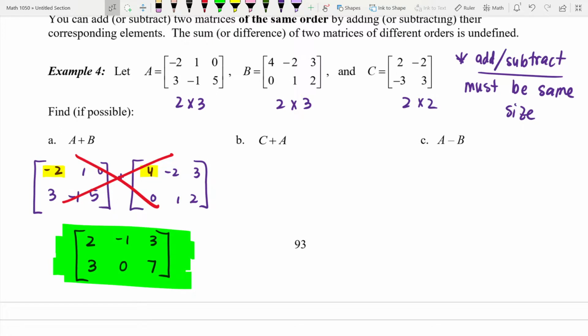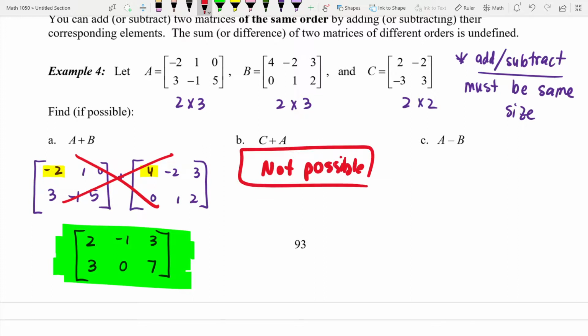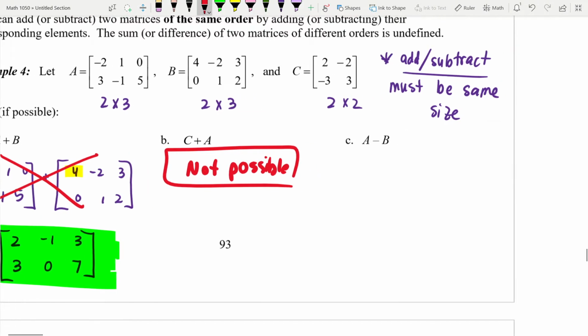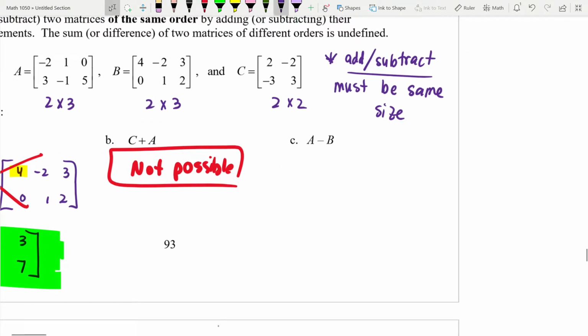Okay? So question B, you're trying to add a 2 by 2 to a 2 by 3, and you cannot do that. So this answer right here is not possible, and you're done. Question C. A and B are both the same size. Now I want you to write this down with me.